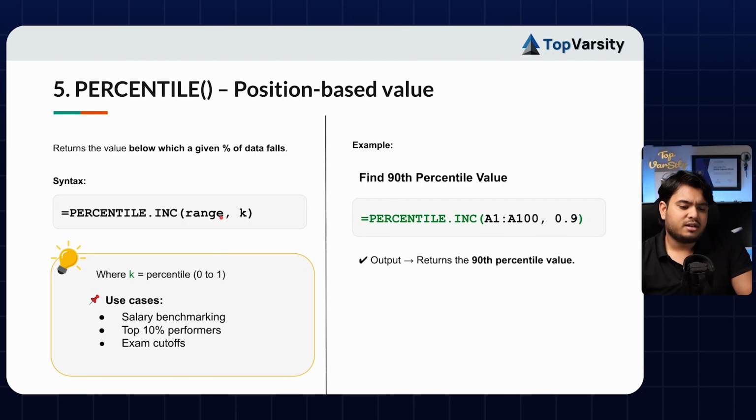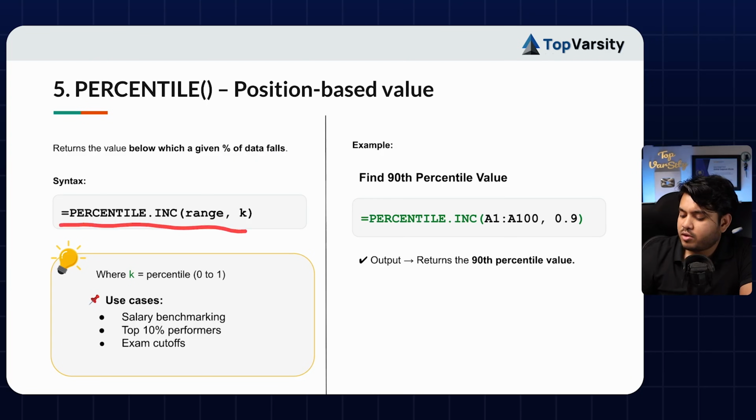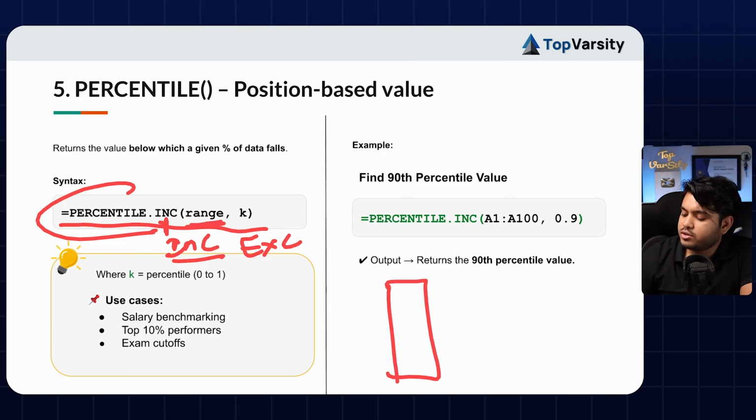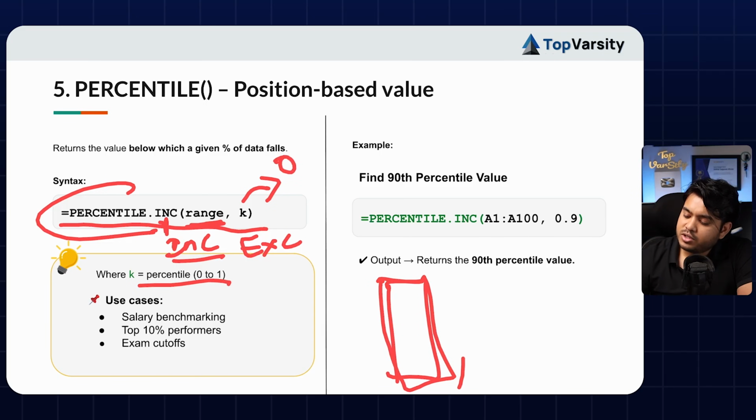In percentile, wherever you want your value in percentiles, you will use this formula. For that we have this formula, percentile. This is the range, and we'll use INC, including. We will not use EXC. For example, we have some values over here, so we'll select that range and here write K. K is our percentile, and you will write a value between 0 to 1.